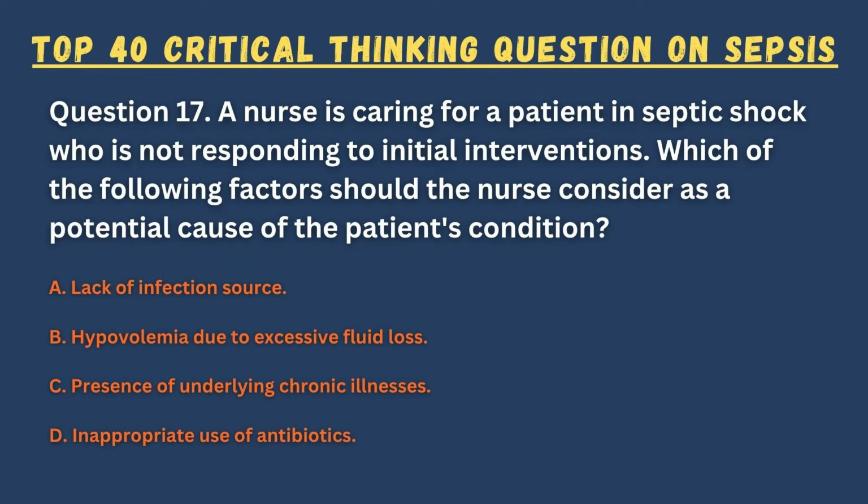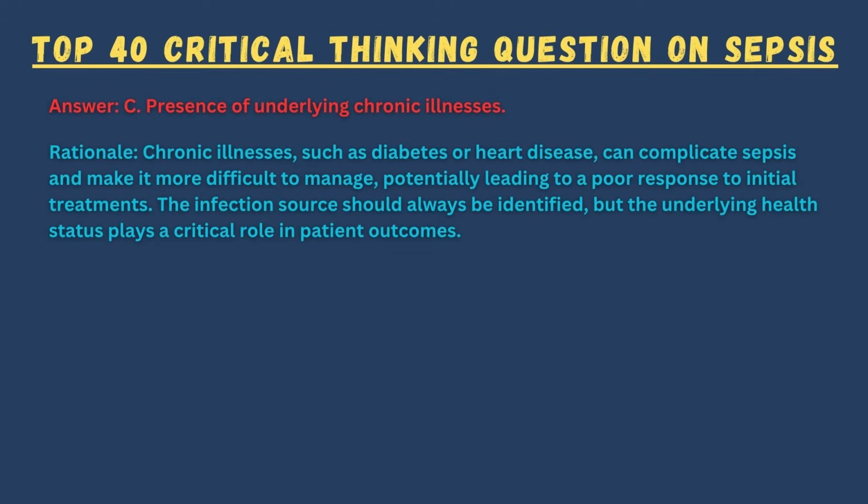A nurse is caring for a patient in septic shock who is not responding to initial interventions. Which of the following factors should the nurse consider as a potential cause of the patient's condition? A. Lack of infection source. B. Hypovolemia due to excessive fluid loss. C. Presence of underlying chronic illnesses. D. Inappropriate use of antibiotics. Answer: C. Presence of underlying chronic illnesses.